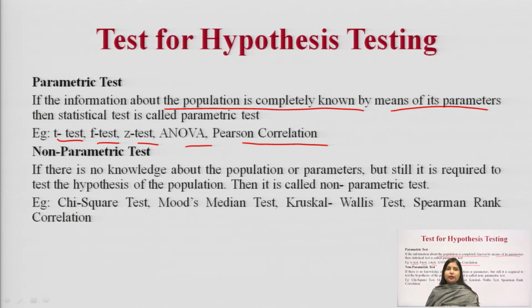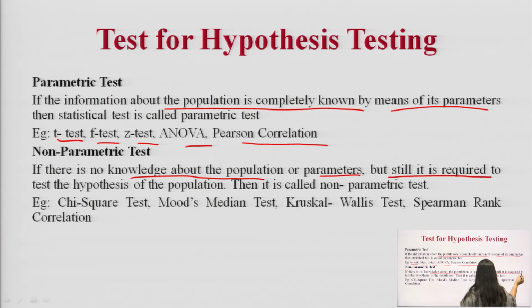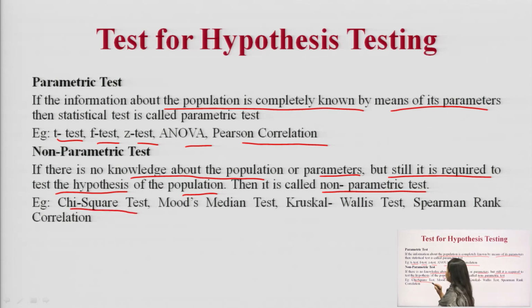And what is a non-parametric test? If there is no knowledge about the population or the parameters, but it is still required to test a hypothesis about the population, then it is called a non-parametric test. Examples of this type of test are the chi-square test, Mood's median test, the Kruskal-Wallis test, and the Spearman rank correlation.